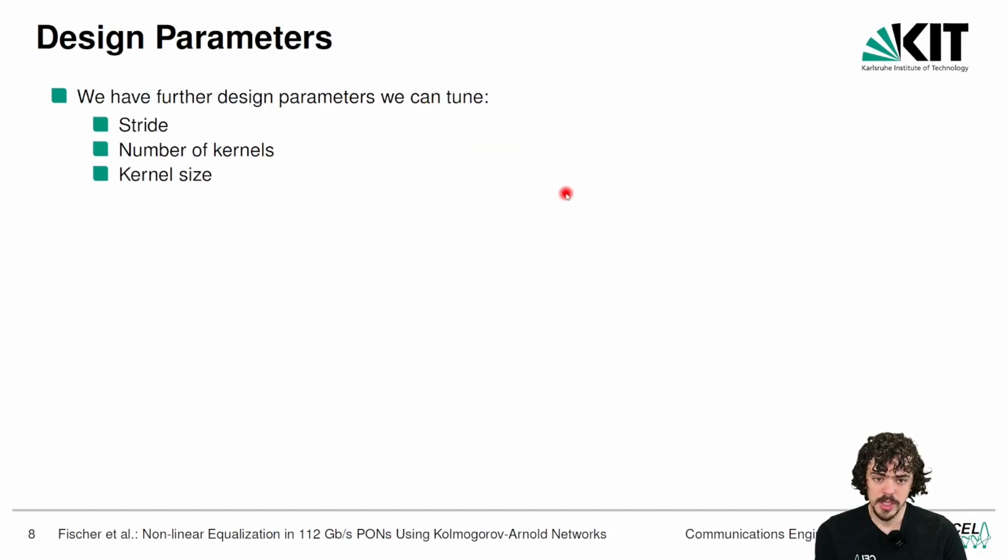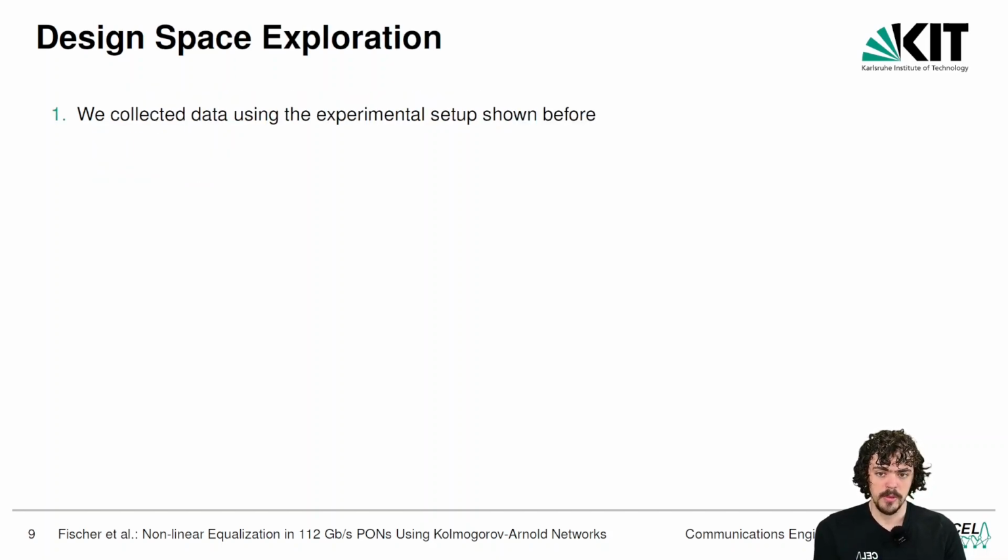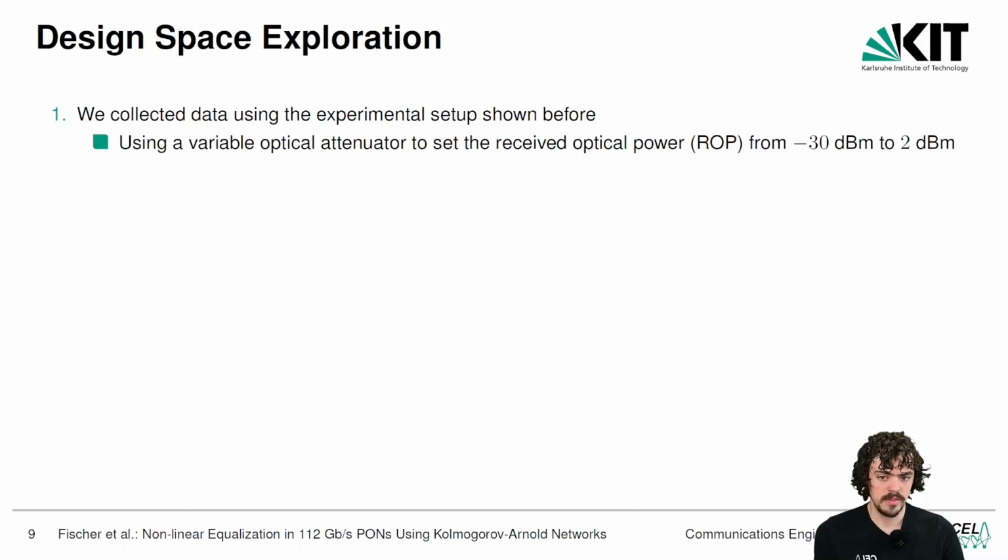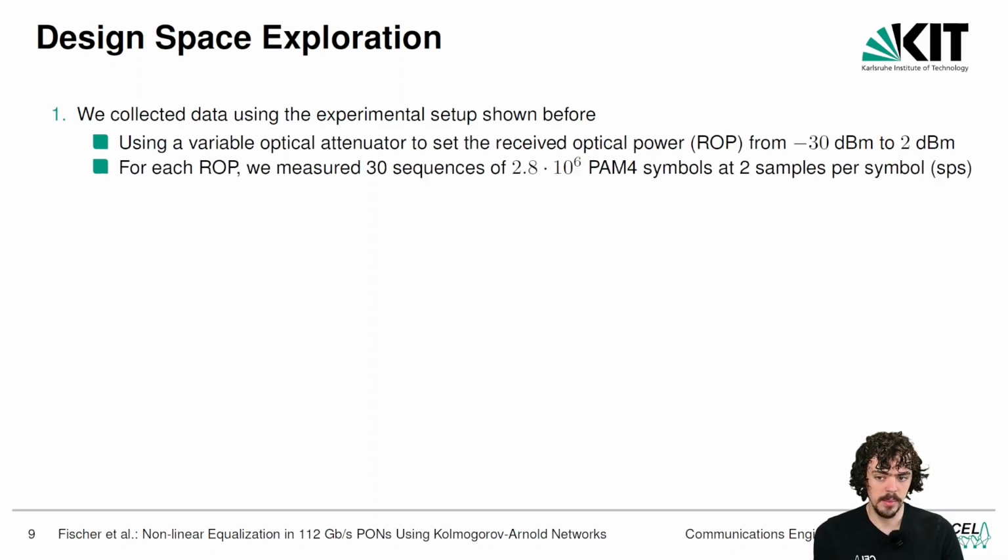We follow our presentation by presenting some more design parameters we can tune in our equalizer architecture, for example, the stride of the convolution, the number of kernels or number of channels, and also the kernel size. And in order to find out which combination of design parameters yields the best equalizer architecture, we perform design space exploration. To do that, we collected data using the experimental setup shown before, where we used a VOA to set the received optical power from -30 dBm to 2 dBm.